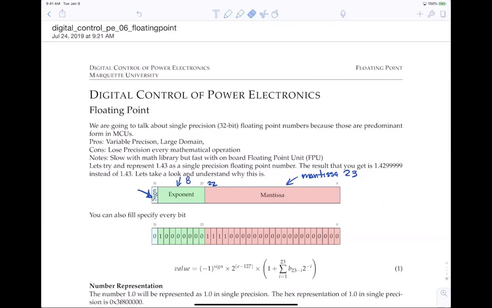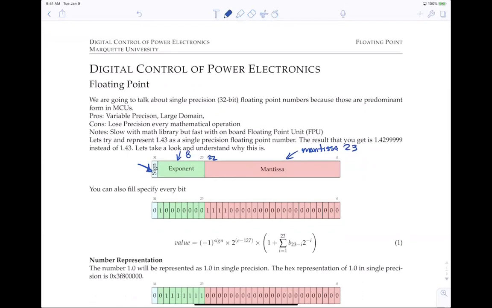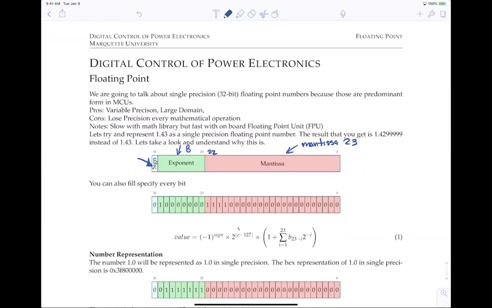Okay, so what is what? All right, so the exponent is a number that is raised to the 2, and it has a bias, okay? So think of this as a number that can be raised anywhere between minus 128 all the way up to 127, okay? All right, and so that's the exponent.